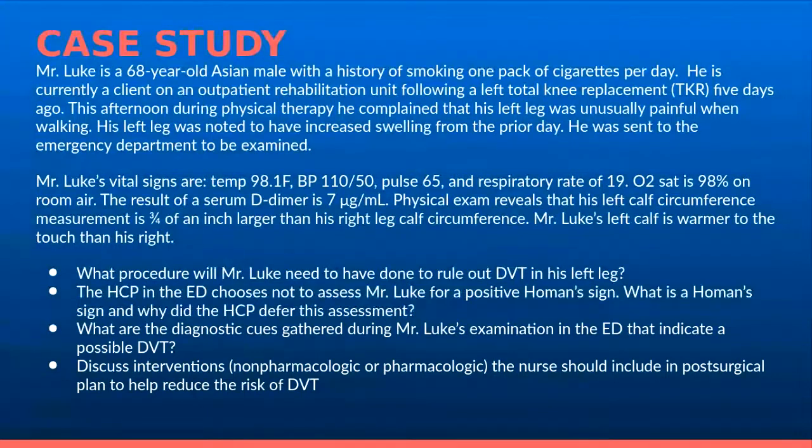DVT. So his leg is swollen, it's painful, it's warmer to the touch. There's many indicators right here. Discuss interventions, non-pharmacological or pharmacological, that the nurse should include in a post-surgical plan to help reduce the risk of DVT. Like we mentioned before, early ambulation, as long as it can be tolerated. Compression devices, anticoagulants, all those things can be included in the care plan.